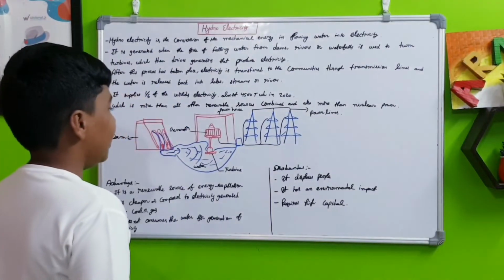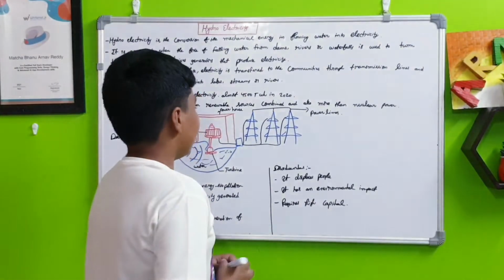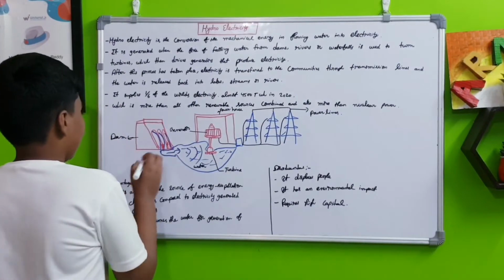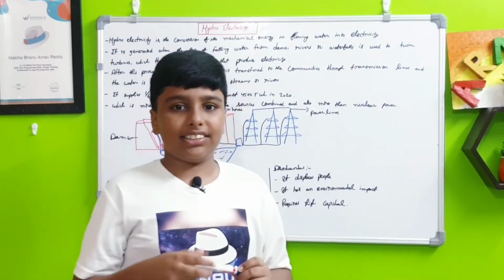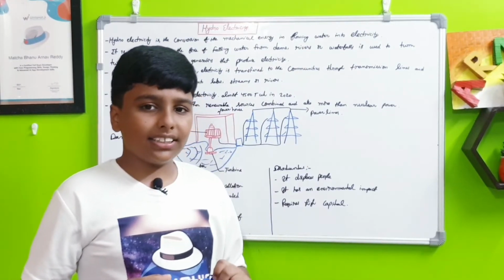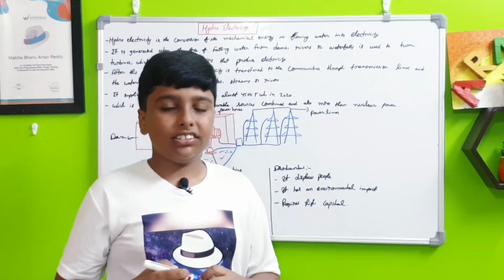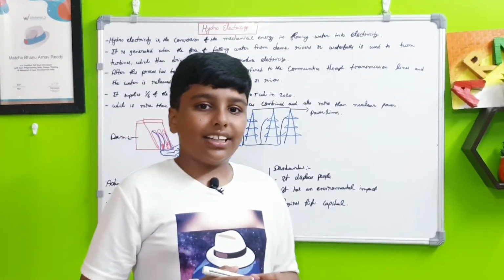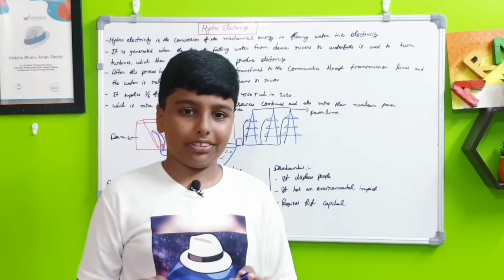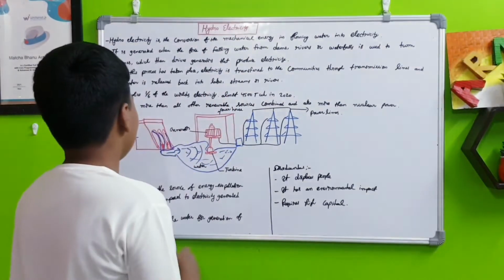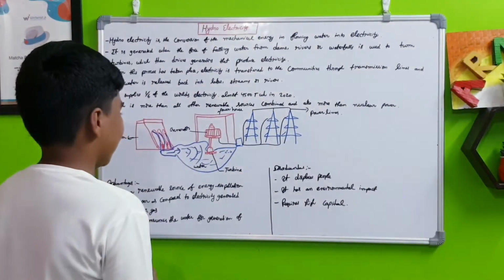The first one is that it displaces people. For example, near this dam there are some small villages. There might be a risk of flooding while constructing the dam, so they evacuate the people from those villages and build new villages for them to stay in, and then build the dam and the hydropower plant.